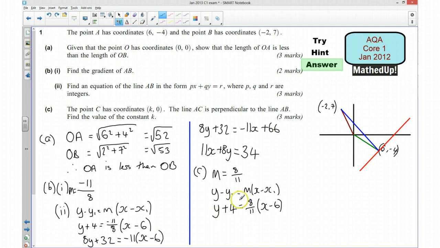Okay, so tidying that up then, this time I'll multiply through by 11, so that's going to be 11y plus 44 is equal to, and I'm going to expand the brackets at the same time, so that's going to be 8x take away 48. There we go. So just tidying this up a little bit, I'll subtract this 44 from both sides, so I'm going to have 11y is equal to 8x subtract 92. Okay, so I don't need to go any further than this.